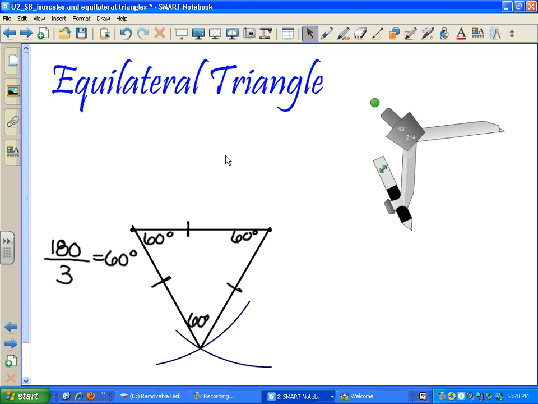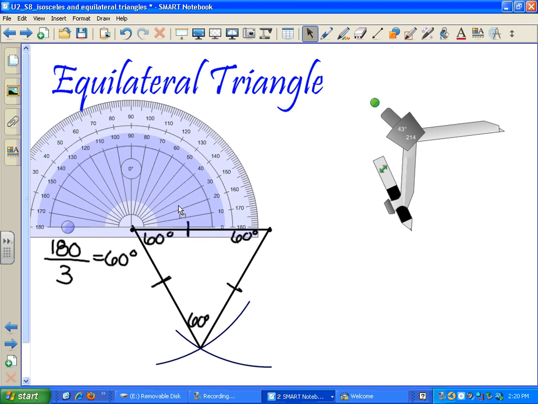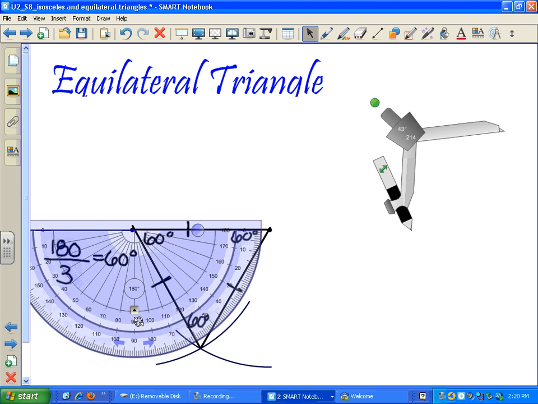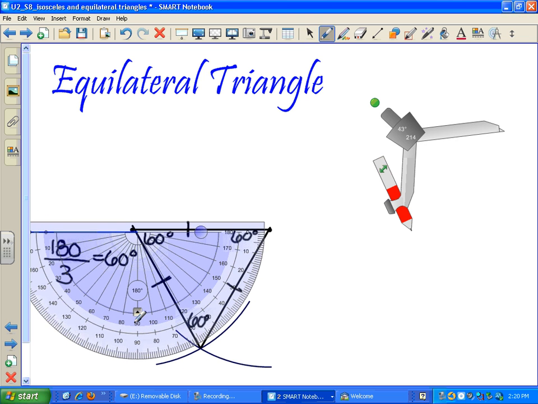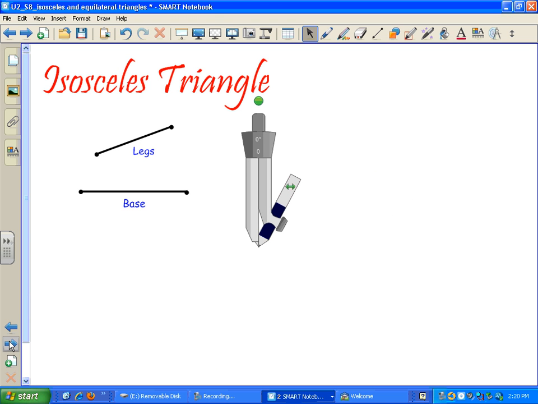So for an equilateral triangle, we've just proven by construction that all the angles have to be 60 degrees. Now, we could go ahead and measure them, so let's measure one of them. I'm going to put the vertex at 60, and I'm going to rotate this so it's lined up. And as I can see right here, my angle measures 60 degrees. It's a little off, but we're pretty close. This angle is 60 degrees, and I could go around and measure all of those. But that's how we construct an equilateral triangle. Now let's construct an isosceles triangle.